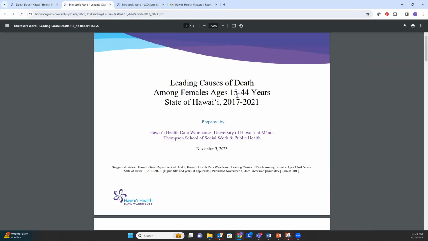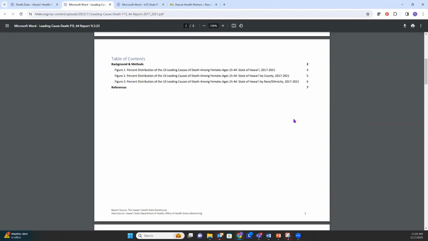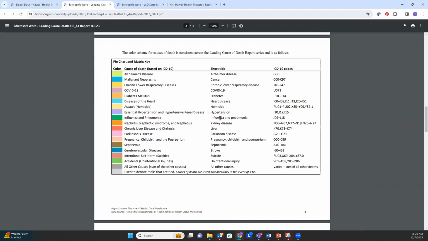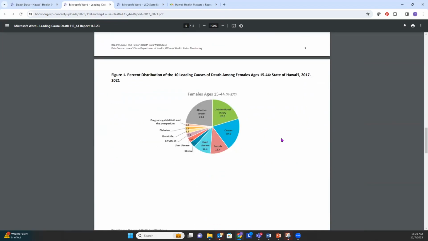So going back, you can see that we also have the data for females of reproductive age, so 15 to 44. Same sort of basic background information, but this only contains pie charts. We have that same color matrix to remind you how we derive them, what color is what. And you can see among all females, 15 to 44.